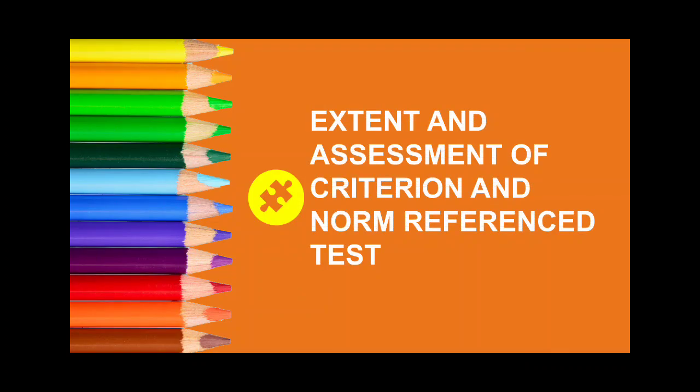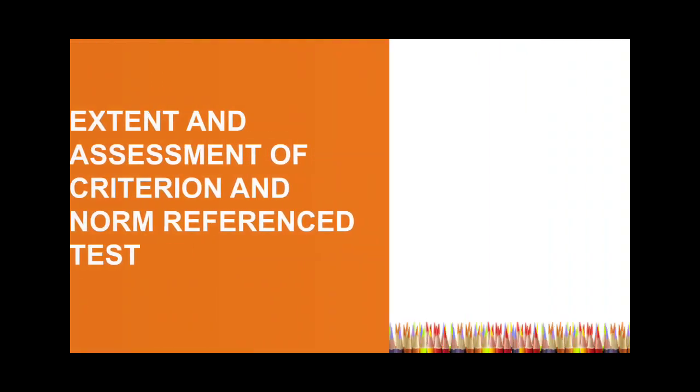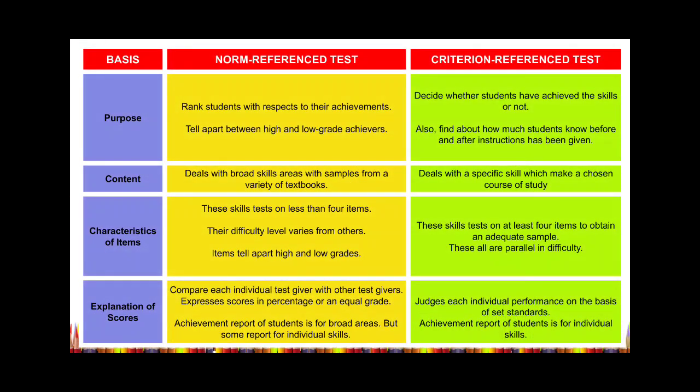So what are the extent and assessment of criterion and norm reference test? In purpose, NRT ranks students with respect to their achievements and tell apart between high and low grade achievers. While in CRT, they decide whether students have achieved the skills or not, and also find out how much students know before and after instruction has been given. So in the content, NRT deals with broad skills areas with samples from a variety of textbooks, while CRT deals with a specific skill which make a choosing course of study.